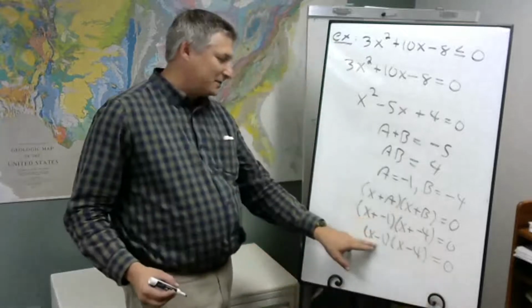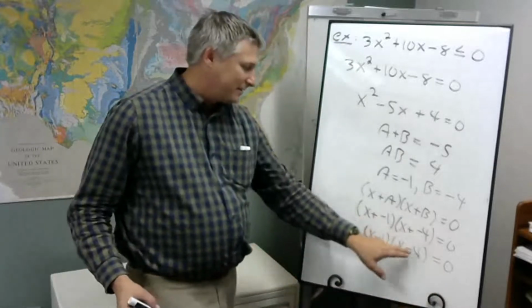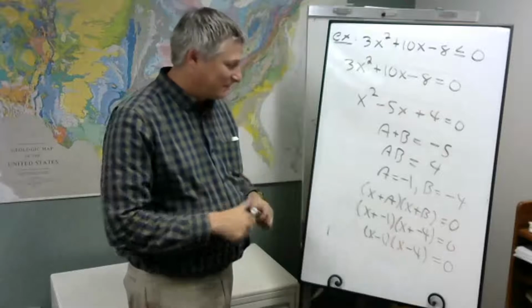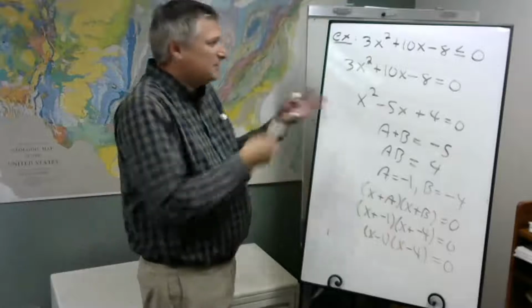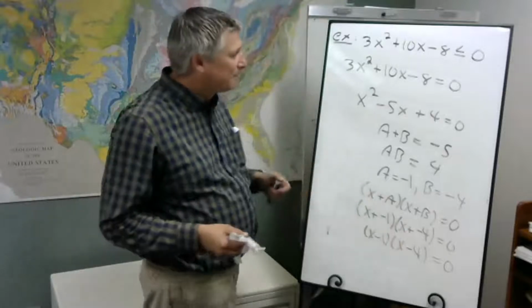Because you add a negative, it's the same as subtraction. Adding a negative is the same as subtraction. All right. And so that's how I did that factoring. So this section's a good review of factoring.